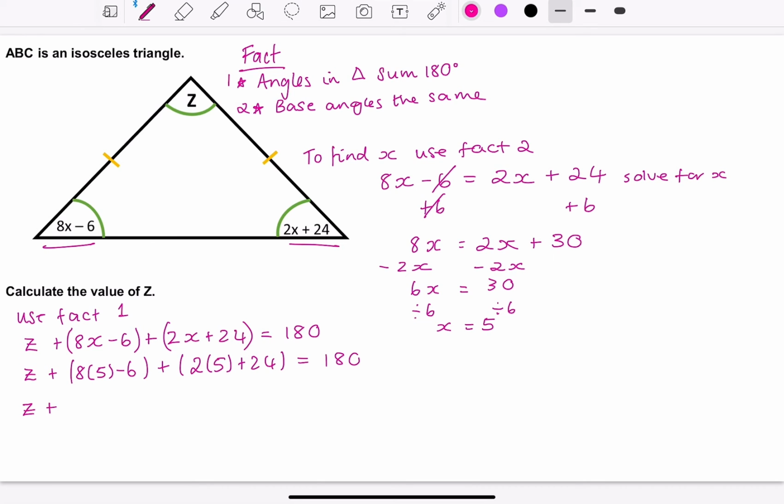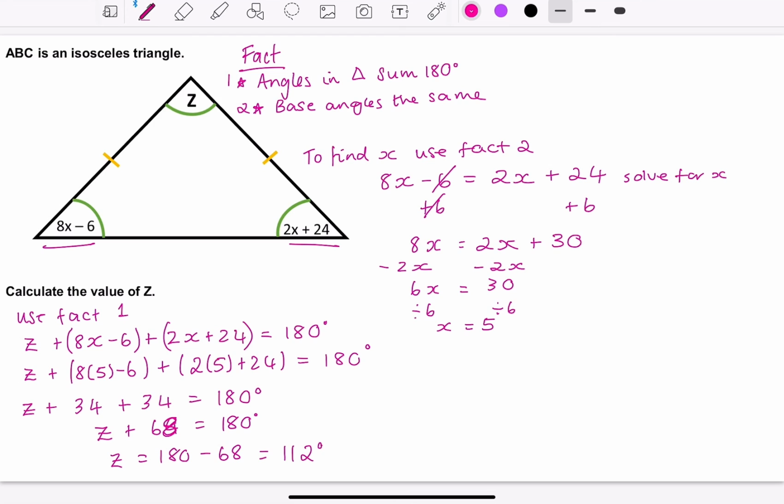Z, add 8 times 5 is 40. 40 take away 6 is 34. We know they're the same, but it's always handy to check. 2 times 5 is 10, add 24, again, is 34. And that is all still equal to 180. Just to make things easier, I'm going to add them together on the left-hand side first. So when I get z, add 68 rather, is equal to 180. So z is 180, take away 68, which is going to give me my final answer of 112 degrees.